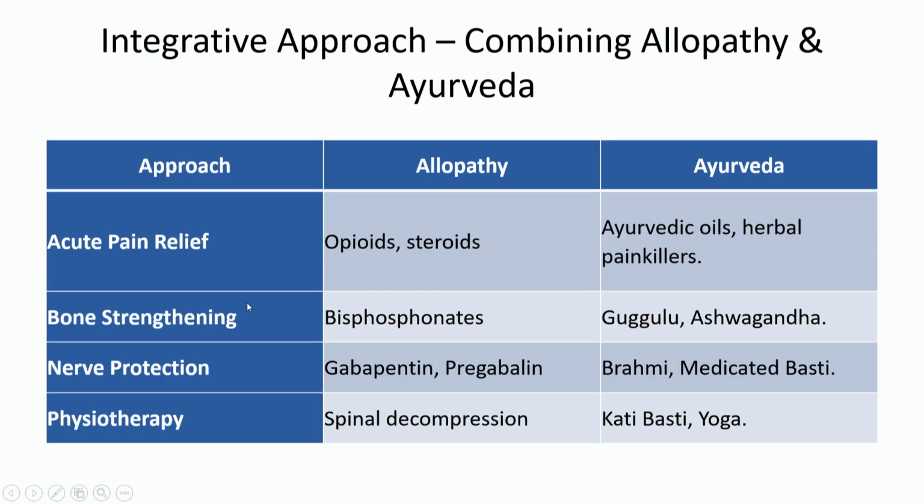An integrative approach, combining allopathy, what is this? Opiates and steroids, allopathy, and Ayurvedic oils and herbal painkillers. And bone strengthening, this is the medicine, and we give Guggulu and Ashwagandha. Nerve protection is the gabapentin and pregabalin they are recommending, and we are recommending Brahmi, medicated basti. And physiotherapy, spinal decompression, and we recommend Kati Basti and yoga. So if they are combined together, the patient will get better benefit.